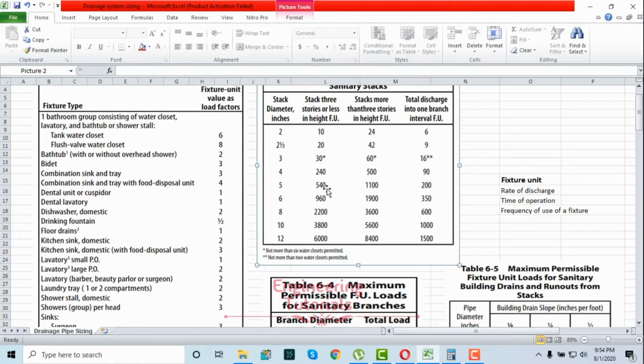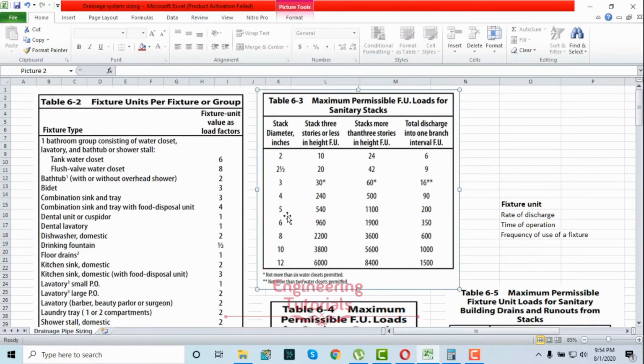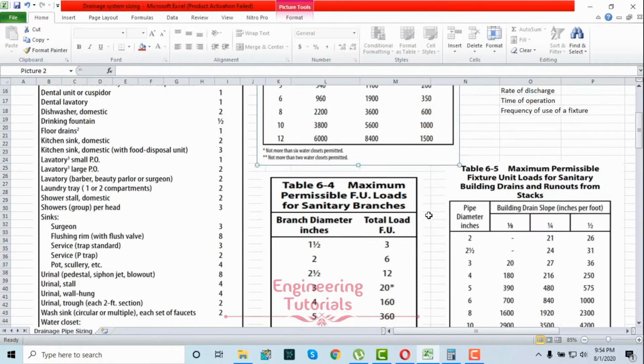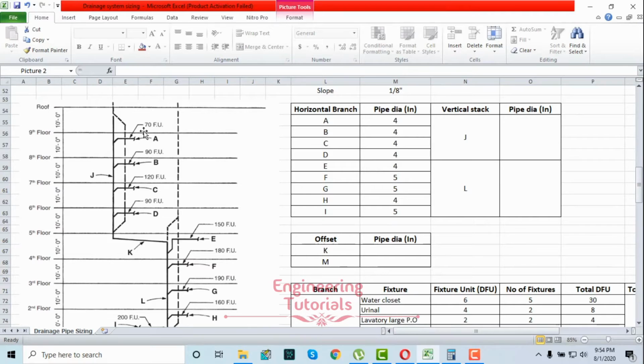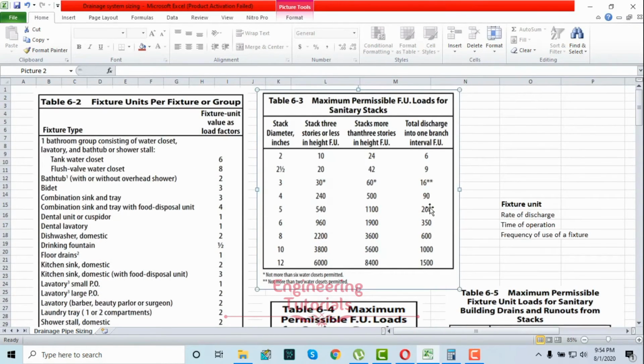So we need to increase the pipe size from 4 to 5 inches. If you select this 5-inch pipe size, you can see in the last column the total discharge in one branch interval is 200 fixture units. Since 200 fixture units is the maximum in each branch interval, and we have all branch intervals less than 200, that is 70, 90, 120 and 90, our condition is satisfied, so we can select this 5-inch pipe size for this vertical stack J.